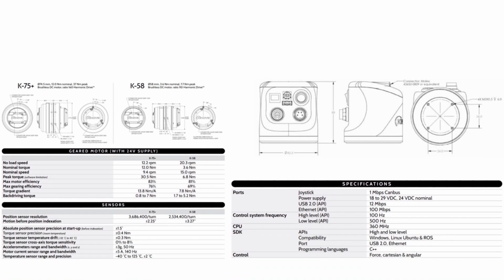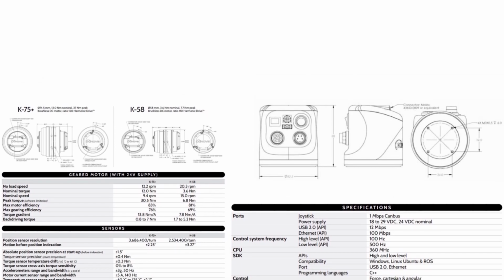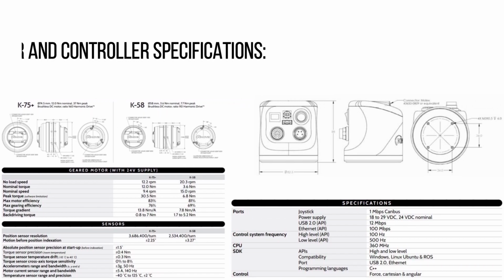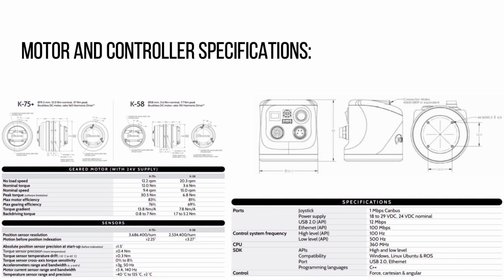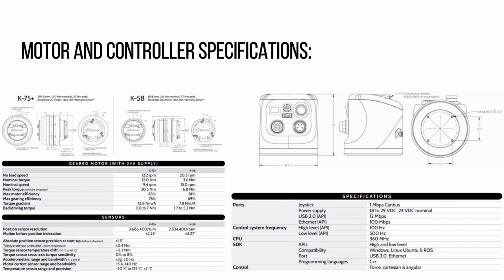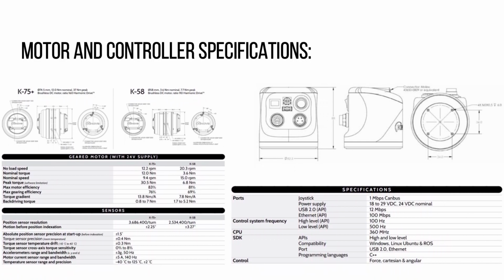The main highlights of the robotic arm are the Kinova motors, and here we are going to use a lower variant, the 58 mm diameter Kinova motor. Here you can see the specifications, and we can see the peak torque it delivers is 6.8 newton meters. We are going to design a robotic arm to match these specifications. Now the specifications of the controller are as follows.